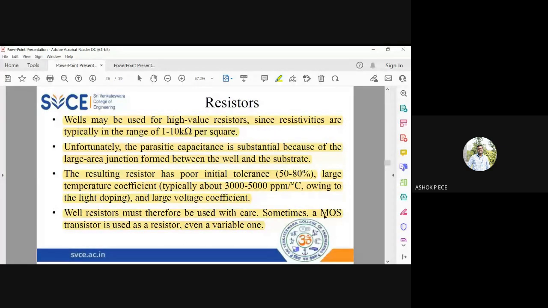So sometimes you can replace a resistor with a MOS transistor. That is done nowadays. A MOS, metal oxide semiconductor device, can work as a voltage variable resistor. That is a very default property of a MOS. So I can replace resistance with a MOS transistor also.